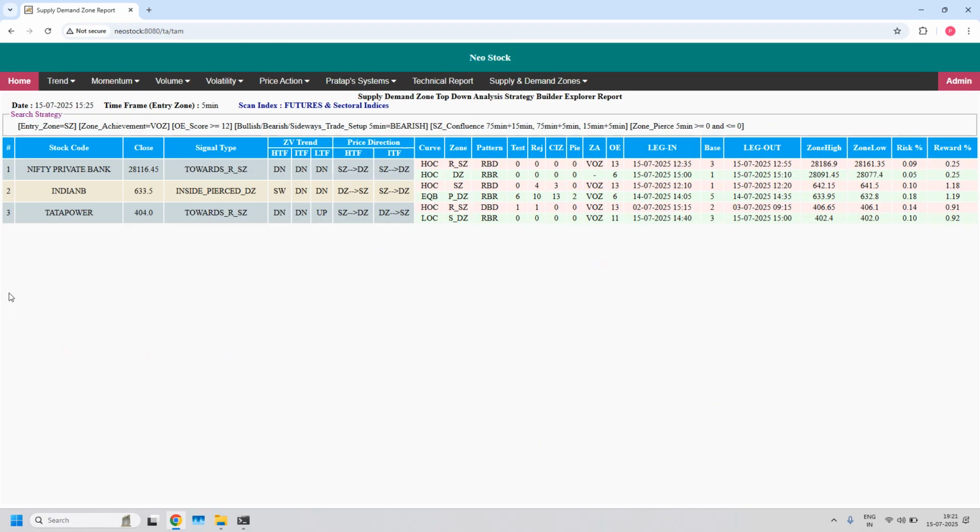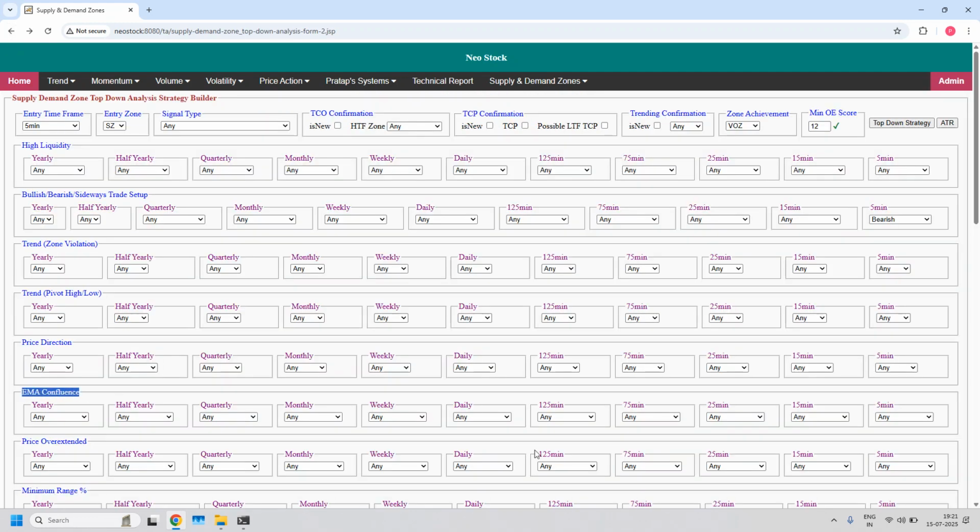We got 3 stocks. In all the 3 stocks, these 5 minute supply zones are overlapped with 15 minute supply zone, again both together overlapped with 75 minute supply zone. And 75 minutes trend is down in only 2 stocks. Let's verify whether those 2 are having any 75 minute supply zone with daily EMA confluence. This is 75 minute supply zone with daily EMA.